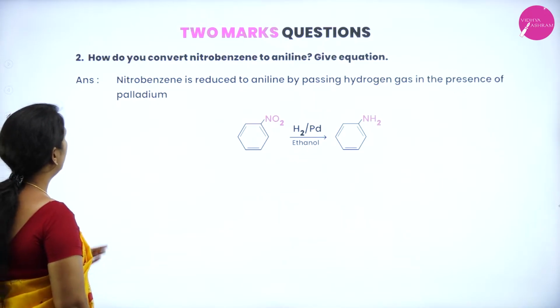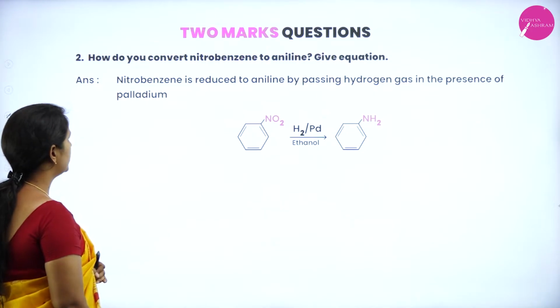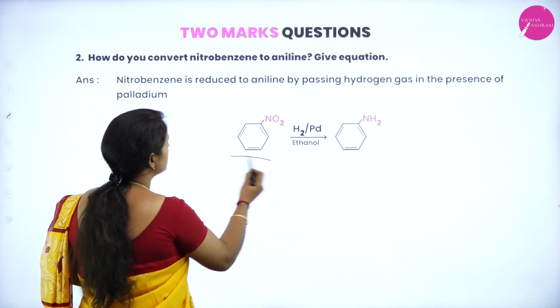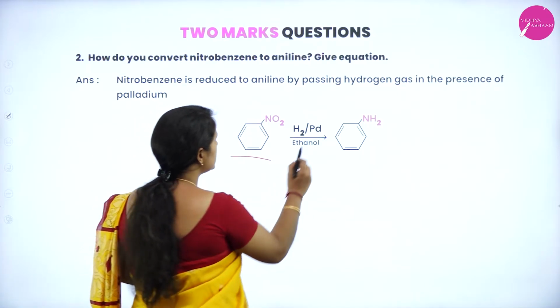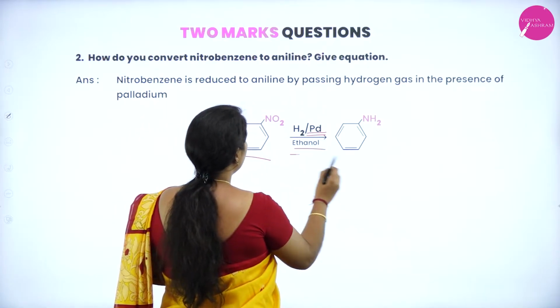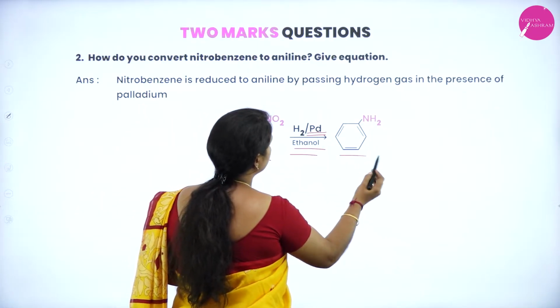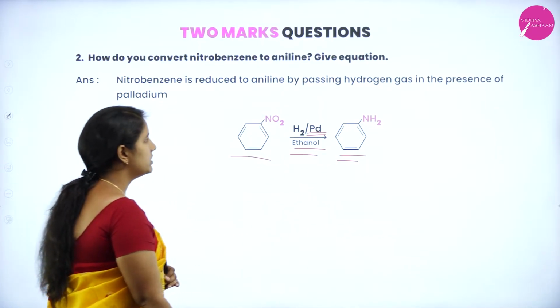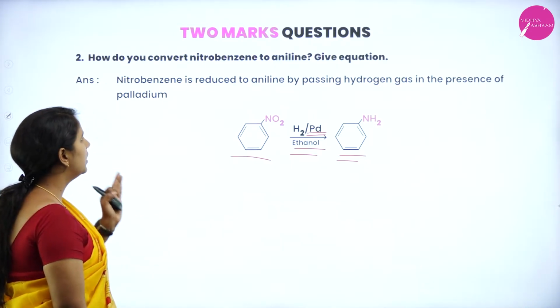Next question. How do you convert nitrobenzene into aniline, give the equation? So, this is our nitrobenzene, which has been allowed to react with hydrogen gas supported with a palladium catalyst, with ethanol as a medium. The NO2 group will get converted into the NH2 group, which is nothing but a primary amine, and it is known as what? Aniline.